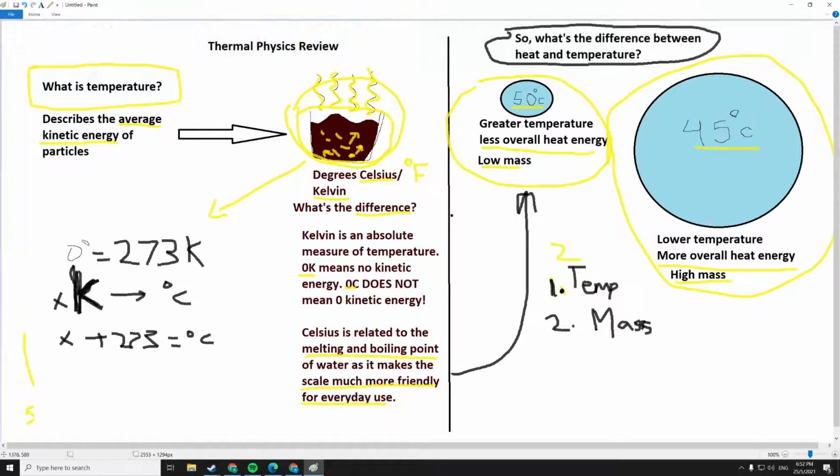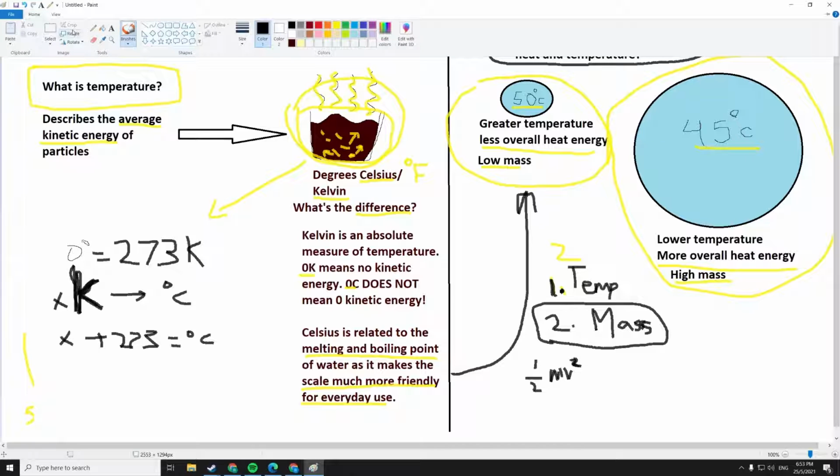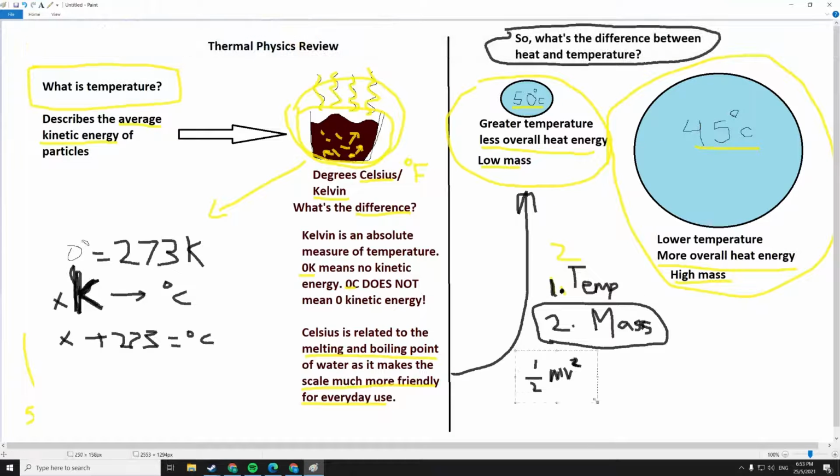And the reason for that is the amount of mass. Again, if we go back to the kinetic energy equation, half m v squared, mass determines, or at least is related to, the amount of kinetic energy of the particles. So if you have more mass, you just have more particles, and you're going to have more kinetic energy.